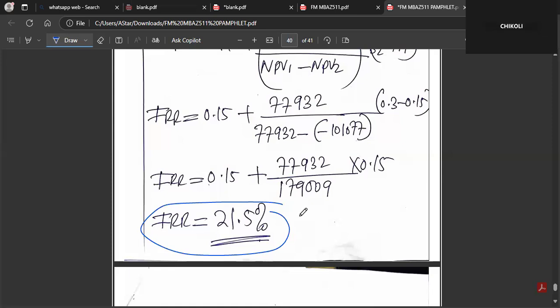Yes, fine. Okay, so this is what happens in capital budgeting. This is the toughest question that we can experience in capital budgeting to do with internal rate of return, because it requires two rates, as well as the two NPVs.